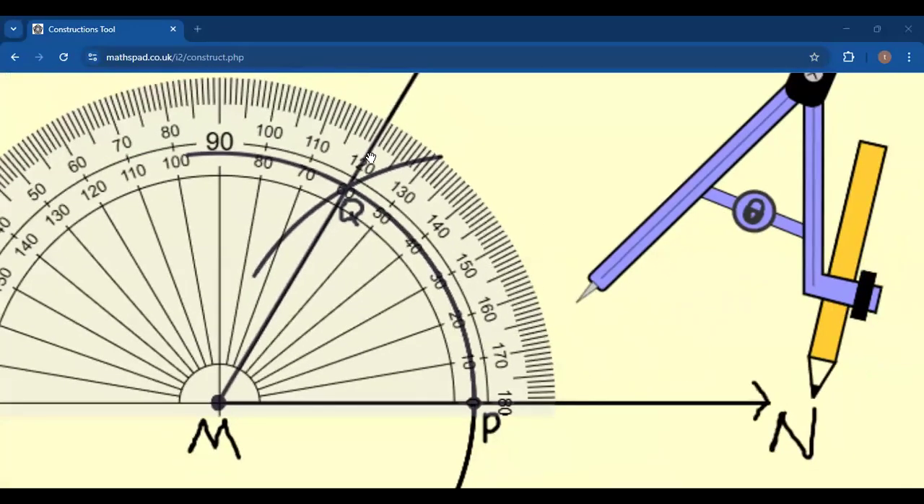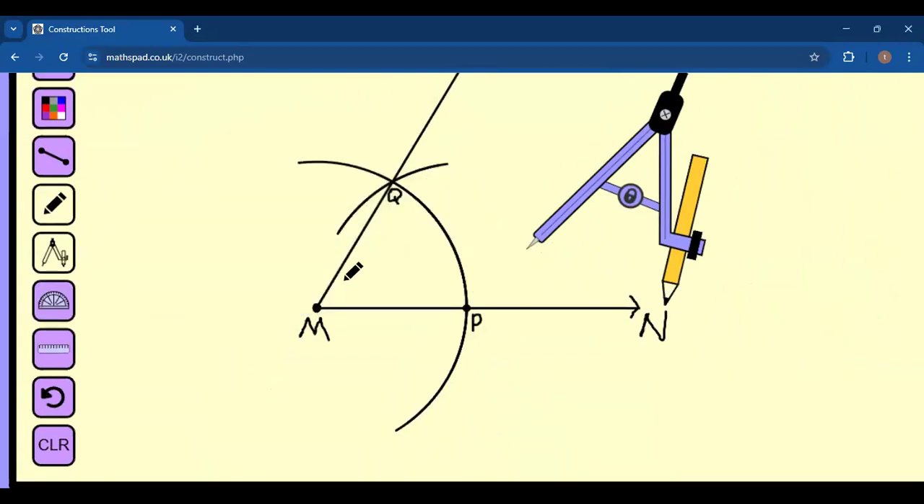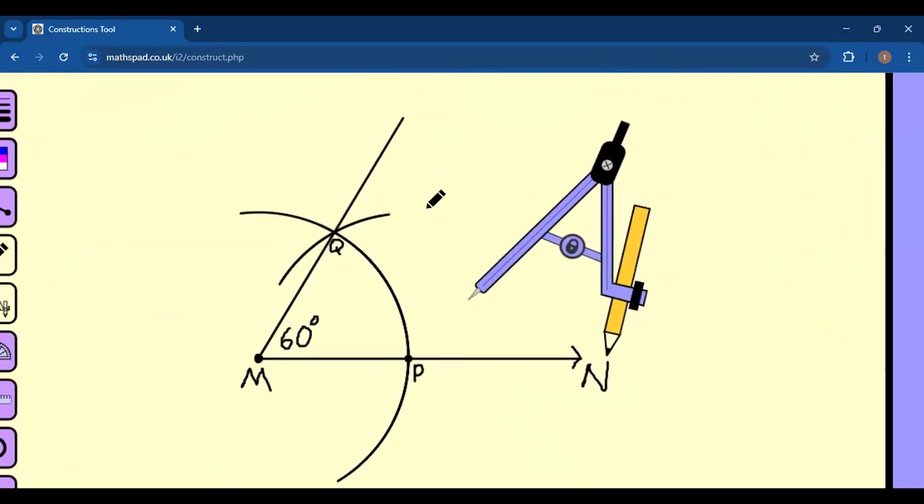Okay. All right, Crimson. Is yours 60 degrees? You know it, of course. All right, so this is angle MPQ. And this is how we construct a 60-degree angle.